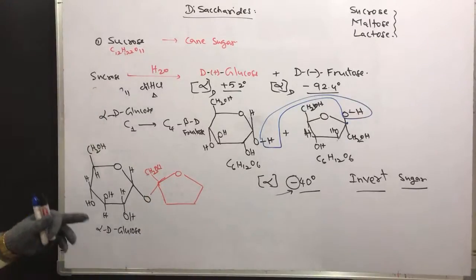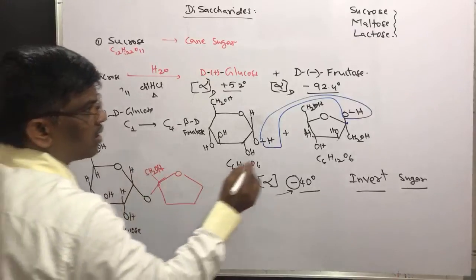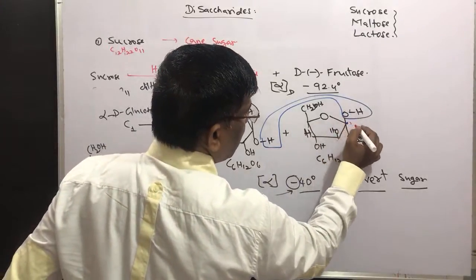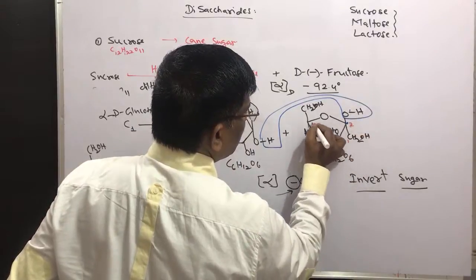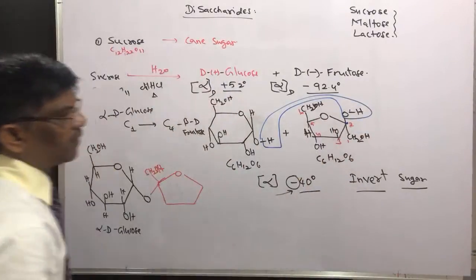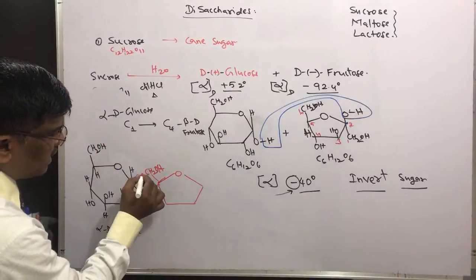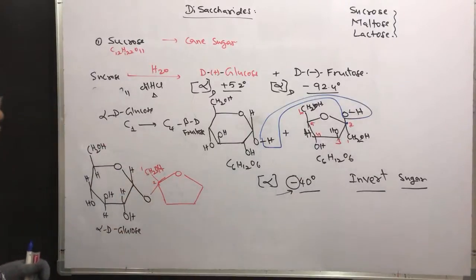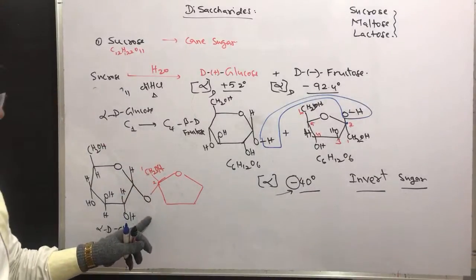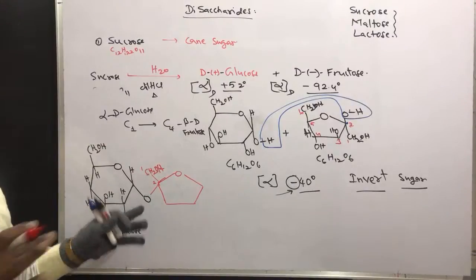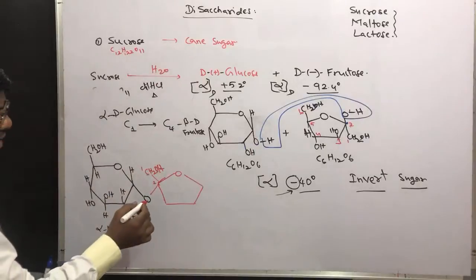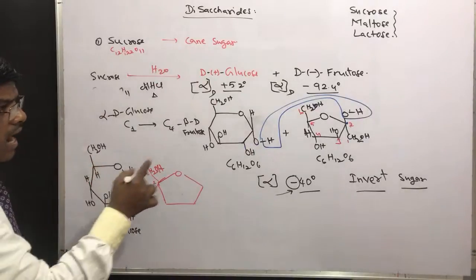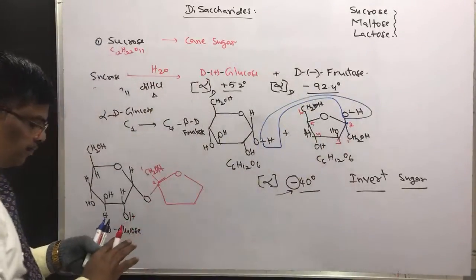So this is CH2OH. Let me write the numbering 1, 2, 3, 4 and 5, 6. Right? So in this case it is 1, 2. Beta. Why beta downside? Don't worry. Since the total molecule is tilted 180 degrees, it is down. And what is down goes up.